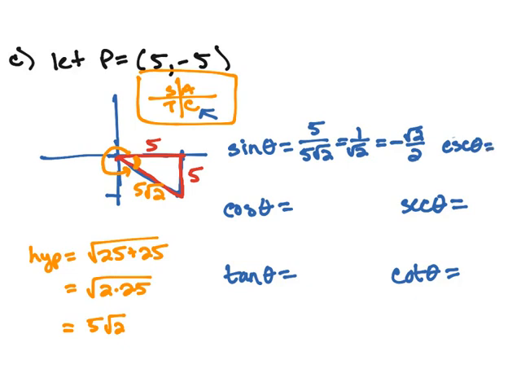Now for cosecant, I want to take the reciprocal. I want to take the reciprocal from here, so I don't have to do any more rationalizing, right? So if I flip that one, we're just going to get the square root of 2, and it's going to be negative because sine was negative.